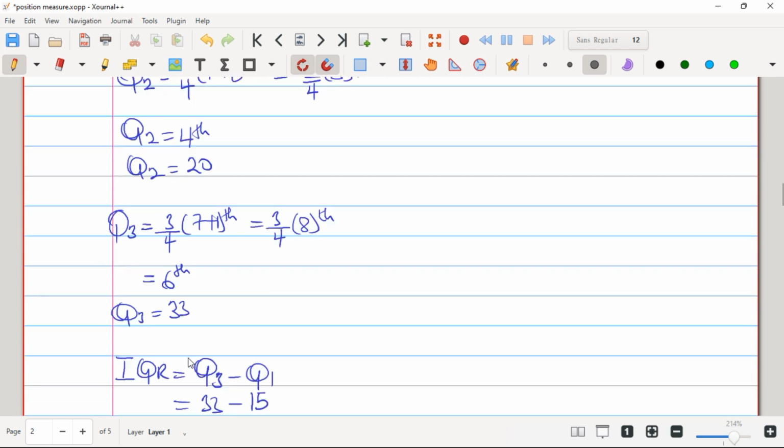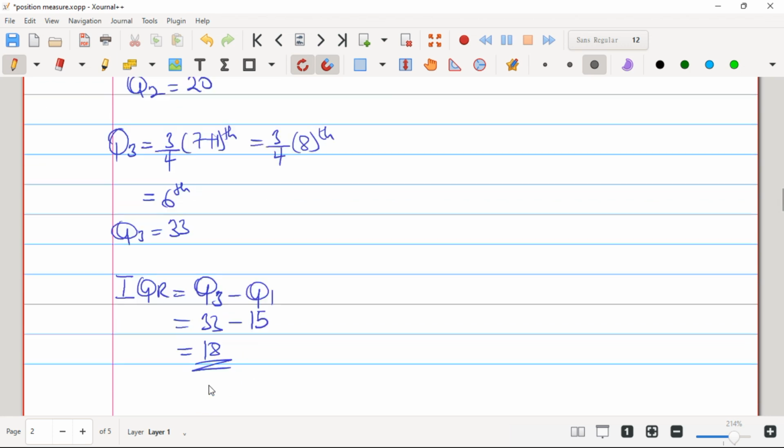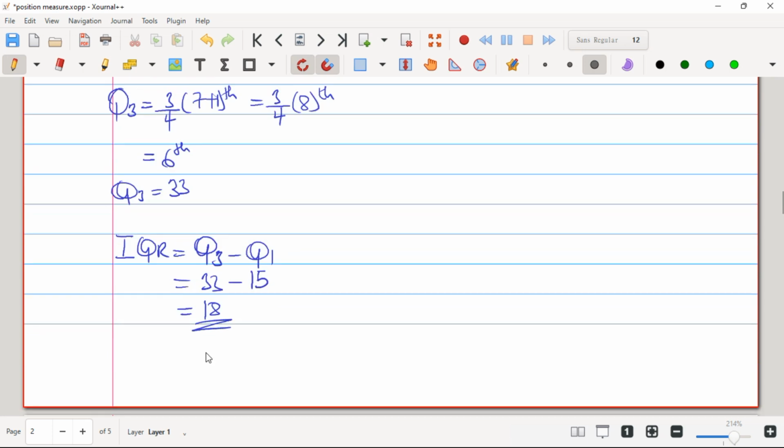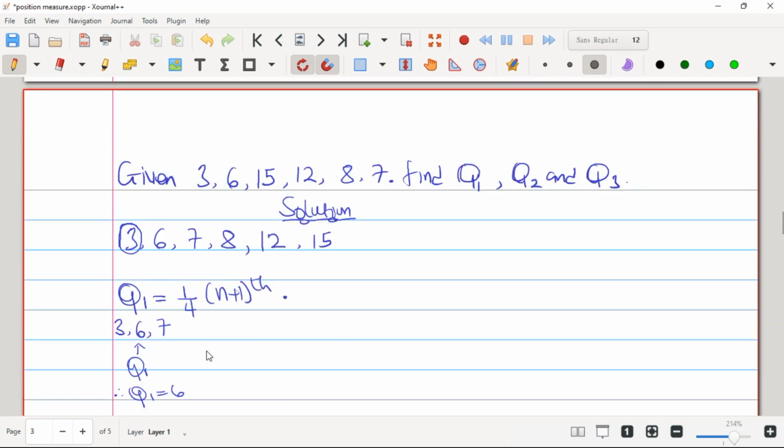So our Q3 is what? 33. And you have been asked to calculate the interquartile range, right? The interquartile range is what? Q3 minus Q1. That's 33 minus 15, of which you are getting what? 18. Right? So that is what? The solution to the example given above. So you see, it's very, very simple, right? Let's continue with example solving.